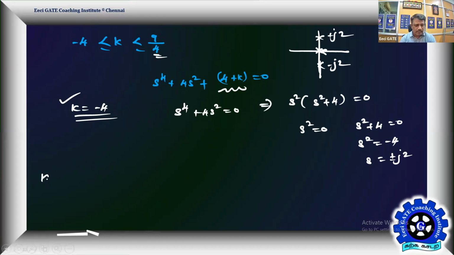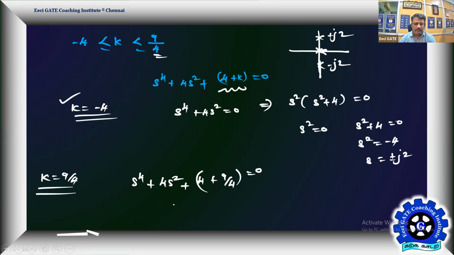Then 9 by 4. When k is equal to 9 by 4, we'll see what happens. K equal to 9 by 4 means it is s power 4 plus 4s square plus 4 plus 9 by 4. What do you get then? Equal to 0 means you will end up with 4 plus 4 is going to be 16, 16 plus 9, 25, 25 by 4 you will get. So s power 4 plus 4s square plus 25 by 4 is equal to 0.